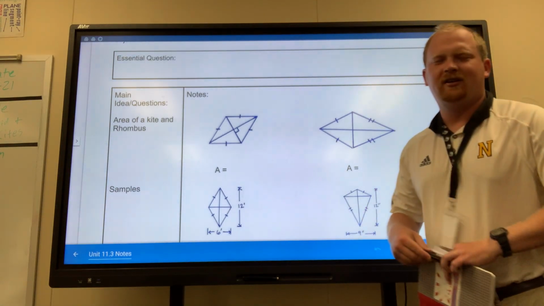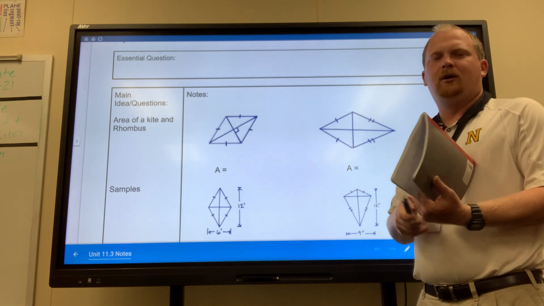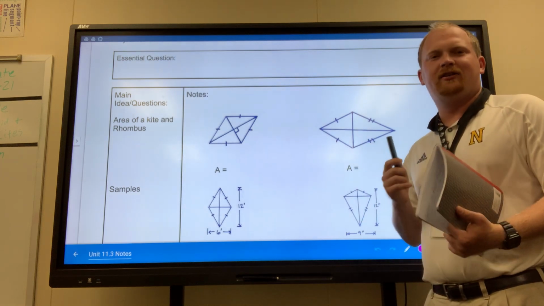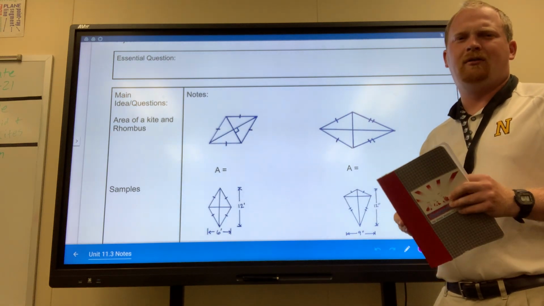Hello, Coach Holmes here, and today we'll be talking about finding area of both rhombus and kites as well as a regular polygon. So we're going to be able to find both area.